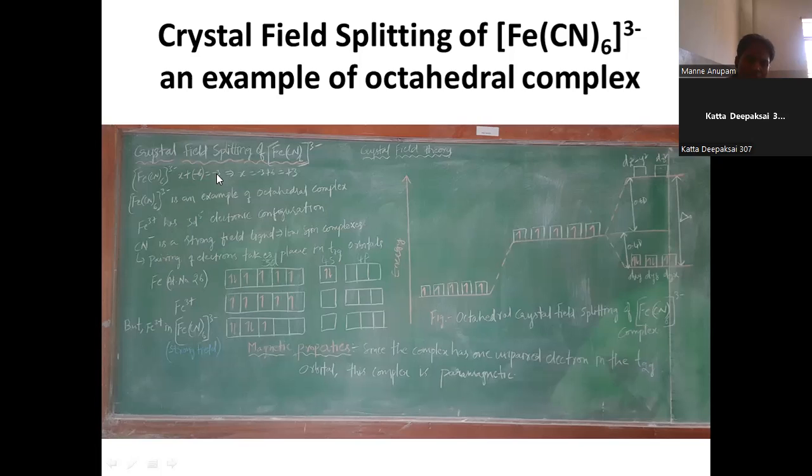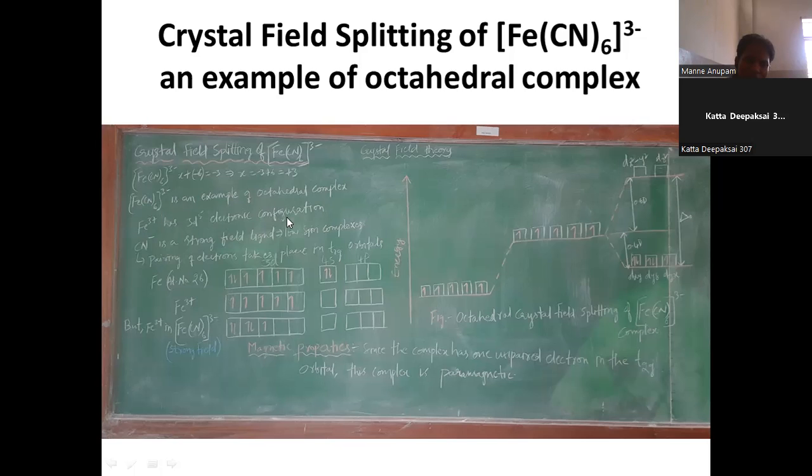x minus 6 is equal to the total charge on the complex, which is -3. So x is equal to -3, and when -6 comes to the other side, it becomes +6, so x is equal to +3. This means iron in the [Fe(CN)6]3- complex has a +3 charge. So [Fe(CN)6]3- is an example of an octahedral complex.